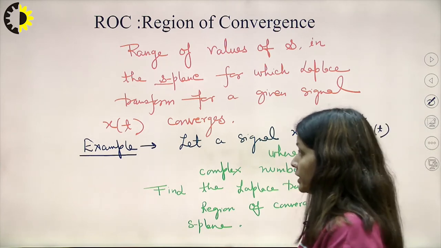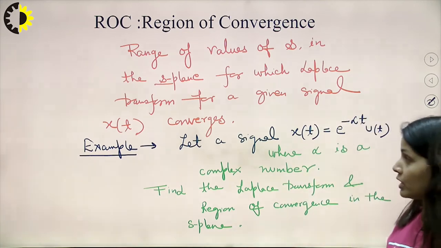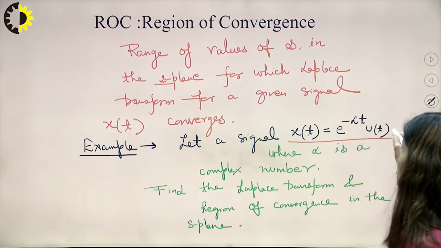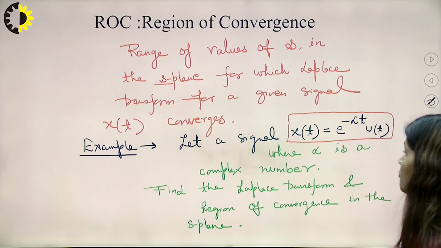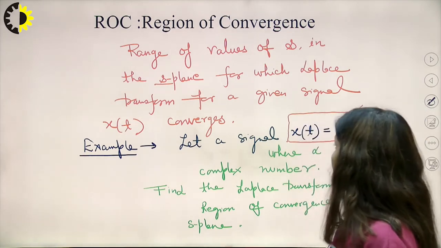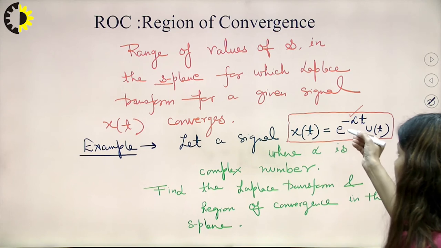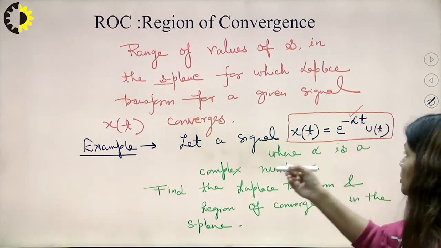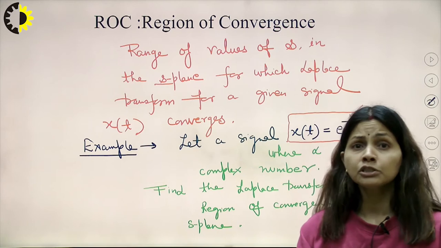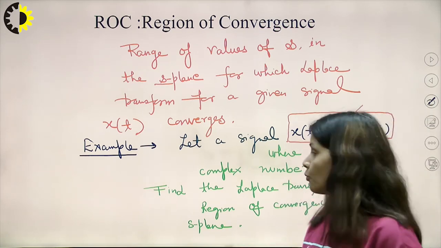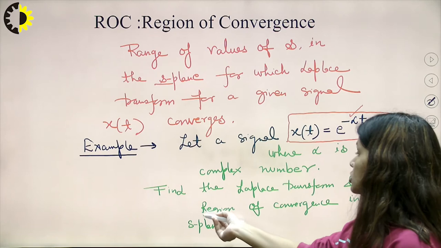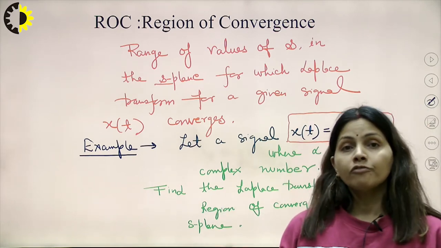So let us consider one example to clear the concept. Suppose we are taking one signal x(t) defined as e raised to the power minus alpha t u(t), where alpha is any complex constant. So this is exponential of minus alpha t times u(t). u(t) we know is 1 for t greater than 0, 0 for t less than 0, and for t equal to 0 it is also 1. Here we need to find the Laplace transform of the given signal x(t), and also find the ROC of the given signal.